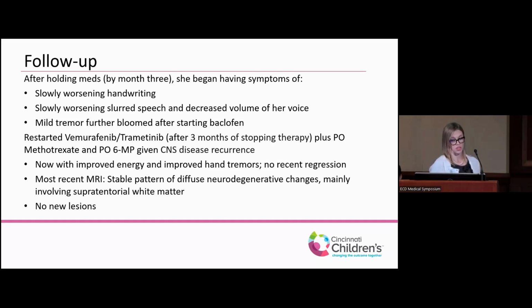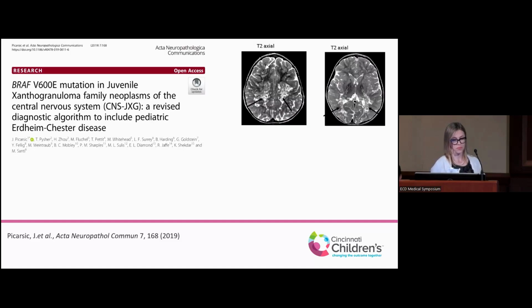with the exception that even most recently, just a couple months ago, the MRI still has this sort of stable pattern of neurodegenerative changes, but no new enhancing lesions. So this was a case that we had highlighted in our small series of the pediatric CNS JXG lesions, of which half of them did harbor the BRAF V600E mutation.